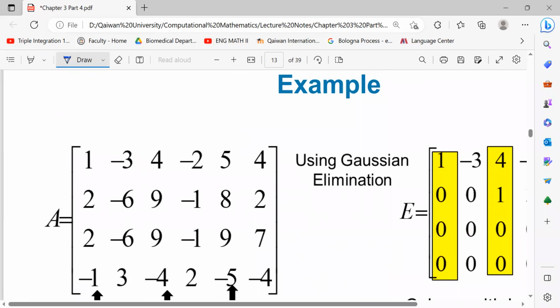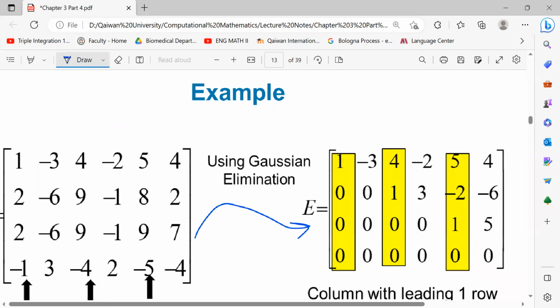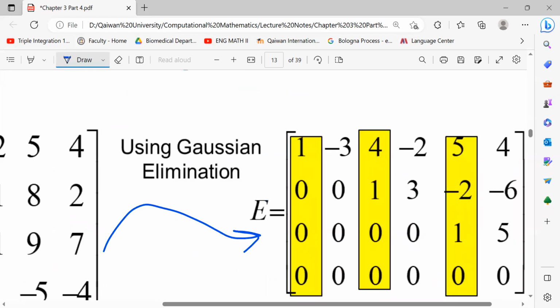This one is matrix A. In matrix A, we apply the elementary row operation to get this matrix. In this matrix, look at the leading entries, only those leading entries which are 1. Here we have this leading entry, and here, and here. These leading entries are in columns 1, 3, and 5.